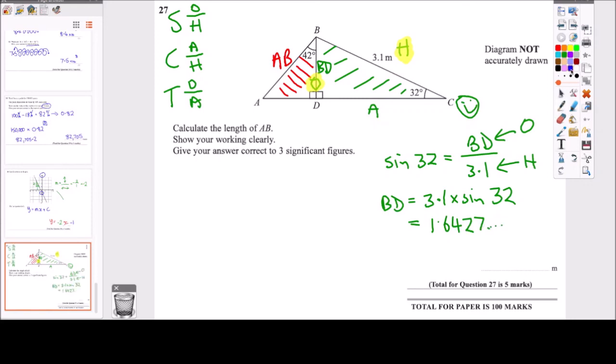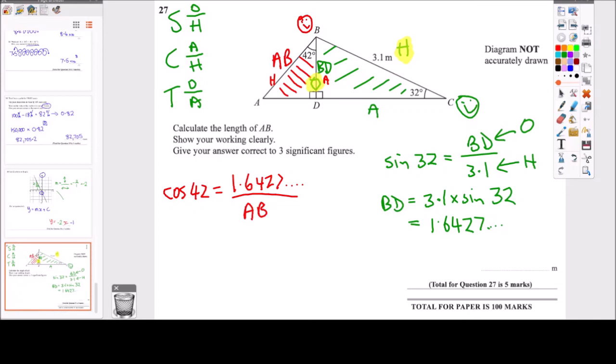Right, now going over to my red triangle, I now know the length BD, don't I? So looking at it from the perspective of sitting on the angle up here, BD is now my adjacent side, and I need to work out the hypotenuse. Adjacent and hypotenuse is going to be cos. So cos 42 equals my adjacent side BD, which is 1.6427, divided by my hypotenuse, which is AB.